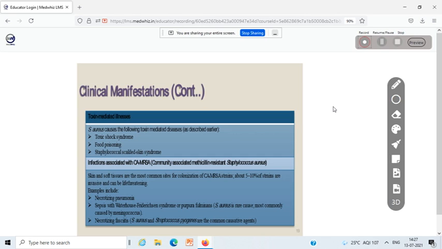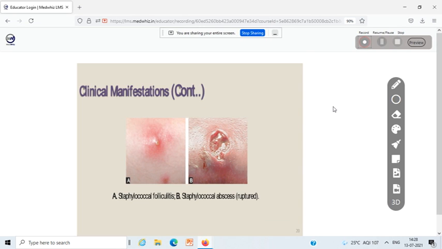What is MRSA? Skin and soft tissues are the most common sites for colonization of community acquired MRSA. About 5 to 10% of strains are invasive and can be life threatening. Examples include necrotizing pneumonia, sepsis with Waterhouse-Friderichsen syndrome or purpura fulminans, and necrotizing fasciitis. Staphylococcus aureus or Streptococcus pyogenes are the most common causative agents. So here you can see the folliculitis, with the point of bulge here, and then here you have the abscess, which is the ruptured part.